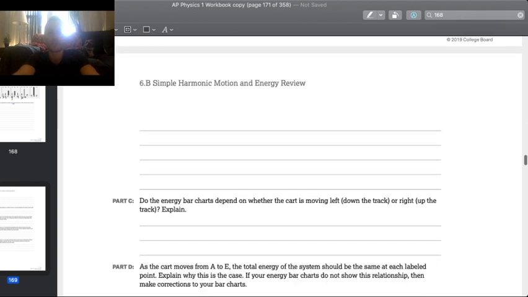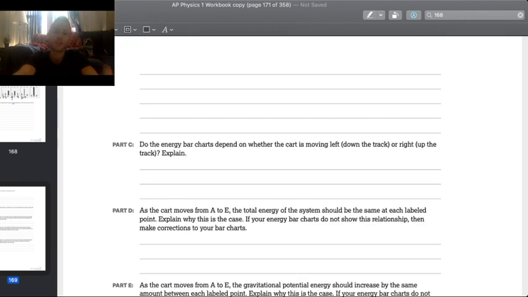Do the energy bar charts depend on whether the cart is moving left or right? I would say no.